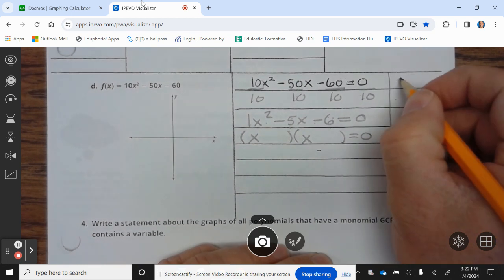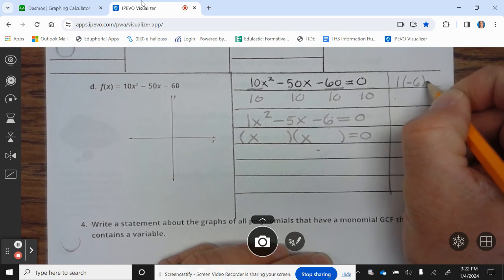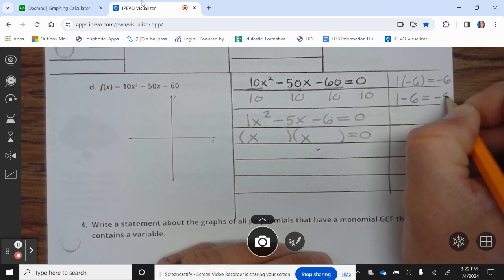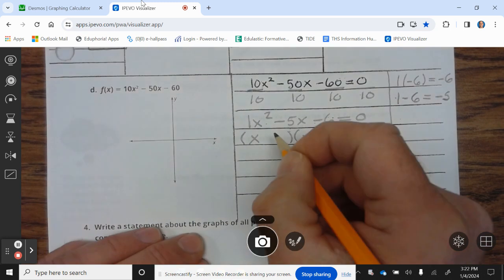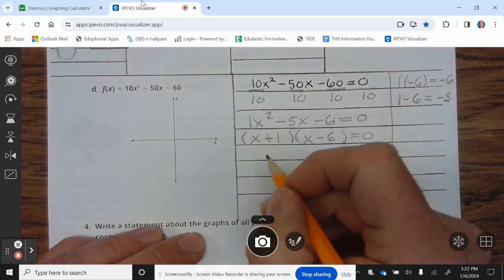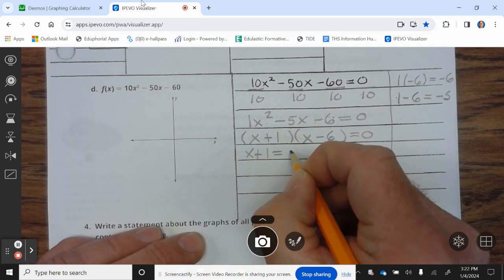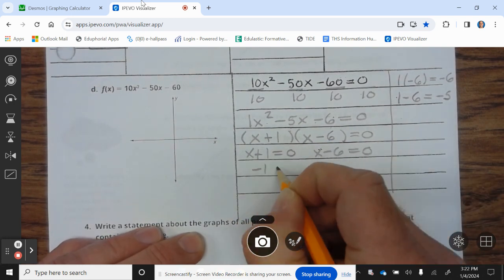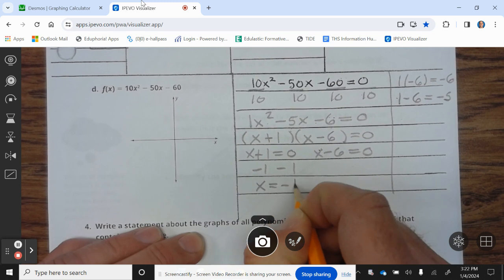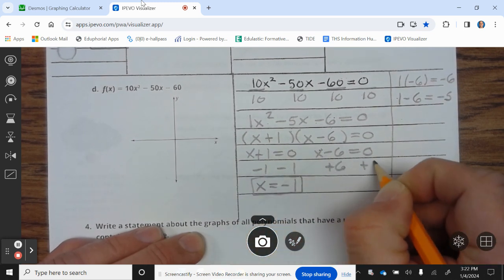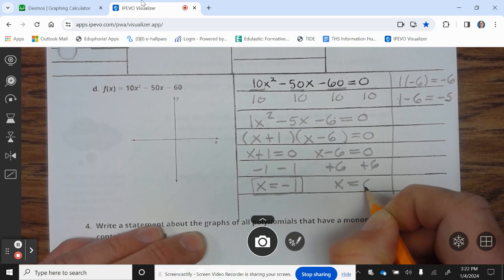Since the middle number is negative, the bigger number is negative. So 1 times negative 6 is negative 6. 1 minus 6 is negative 5. That works. So our factors are x plus 1, x minus 6. So x plus 1 equal to 0, x minus 6 equal to 0. Subtract 1 from both sides. x equals negative 1. Add 6 to both sides. x equals 6.